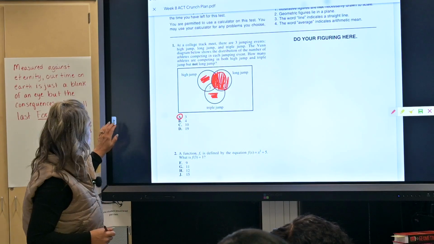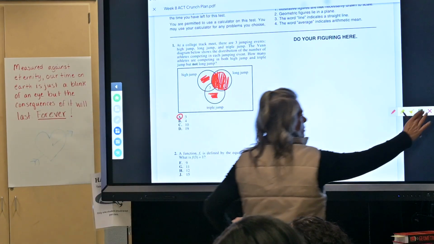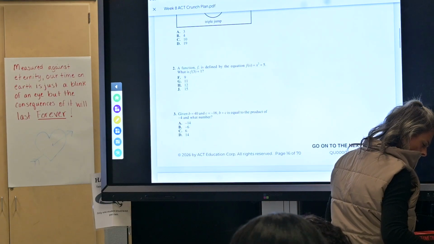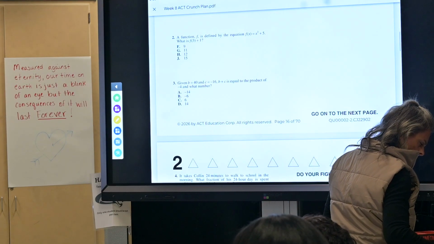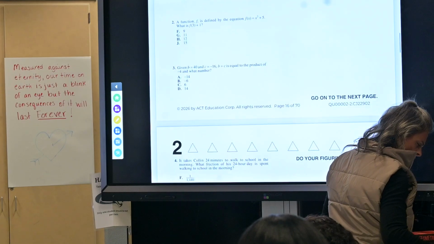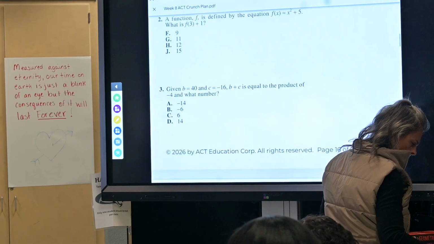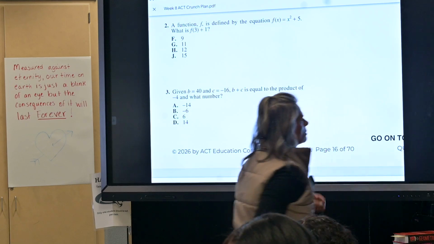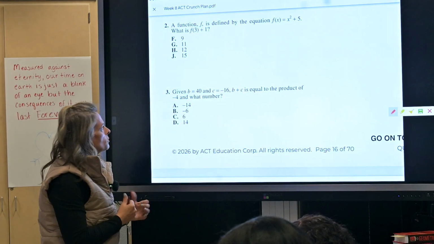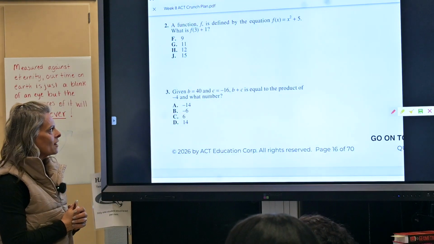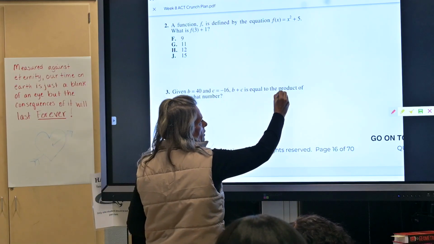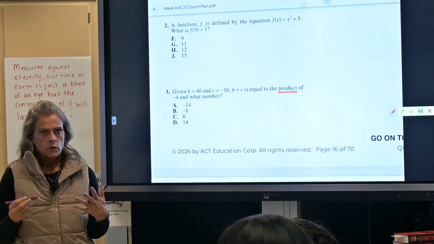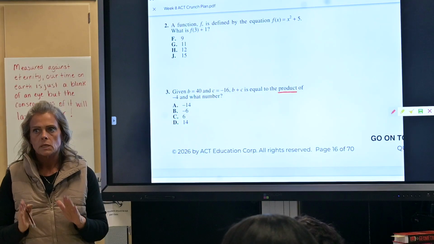Okay, let's go ahead and go on to the next one. I'm not going to do all of these. I'm just doing really the ones that I feel like we struggled with a little bit. Actually, I'm going to do 3, just because we did have some questions about what product meant. Do you guys remember which operation that is? Multiplication. Multiplication, okay?